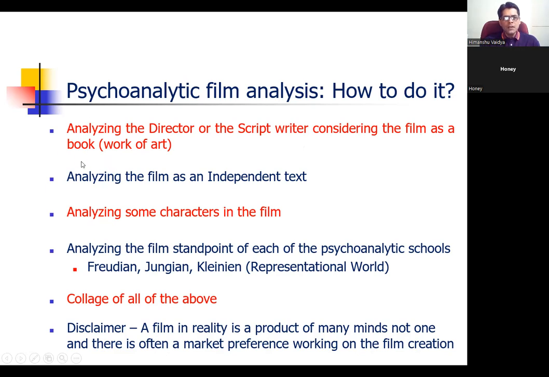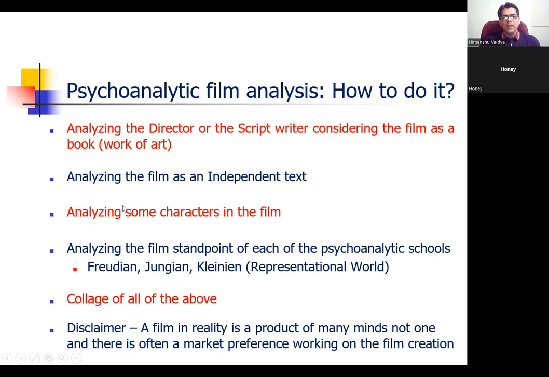The second method is to analyze the film as an independent text, meaning we don't go into the creators, we just look at the creation, the film, as an independent entity, completely independent of the creators. So we leave aside all the creators and their unconscious minds. We just focus on the film as though it was an independent entity, as though it was some real place in society where these events were happening. And then we analyze the film, we analyze the events, and we analyze the characters. This is the second method of doing film analysis, analyzing the film as an independent text.